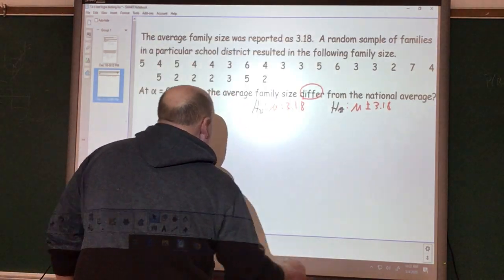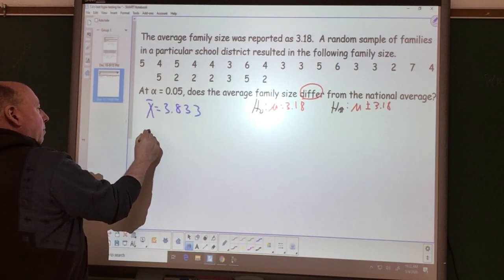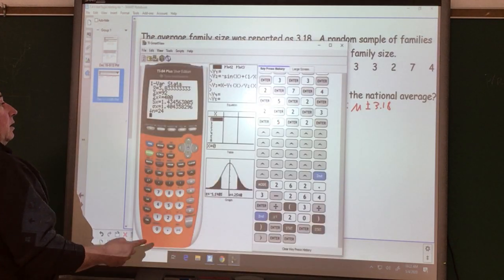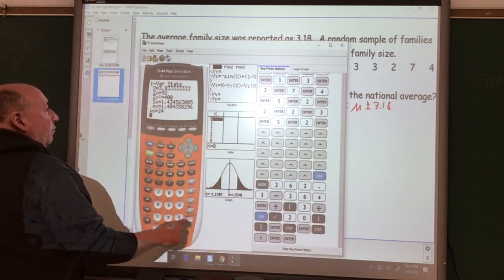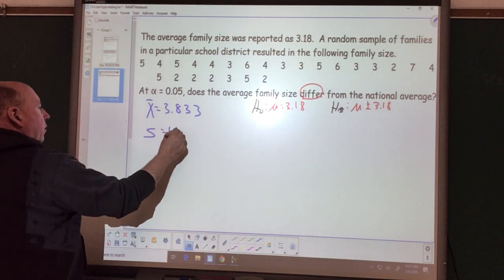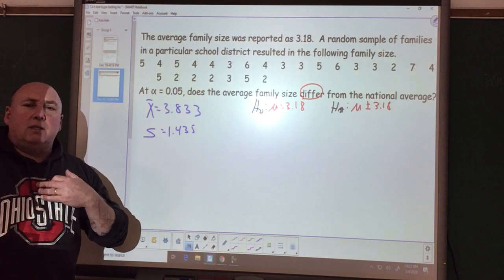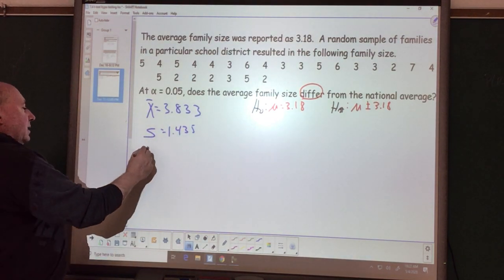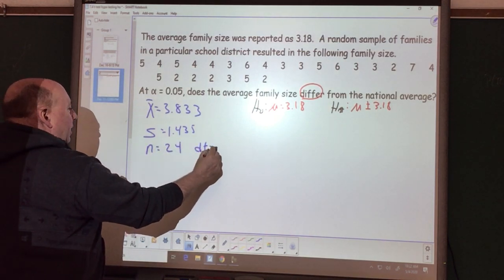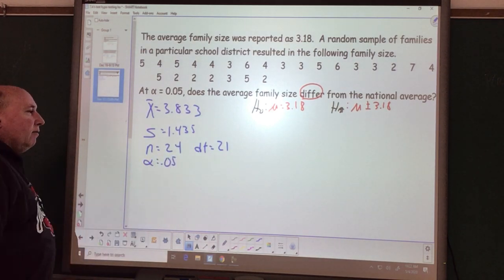So my X bar is 3.833. My standard deviation, I'm sorry, I forget, 1.434 or 1.435. And once again, write these out for me, so I can see that you know what you're doing here. My sample size is 24, which means my degree of freedom is 23, and my alpha value is 0.05.